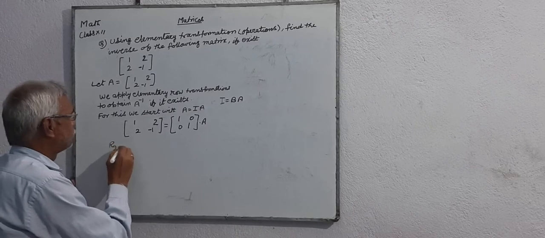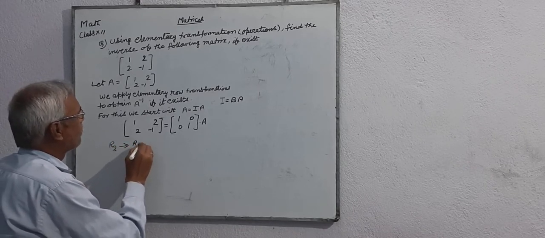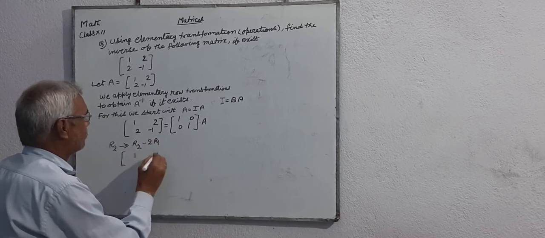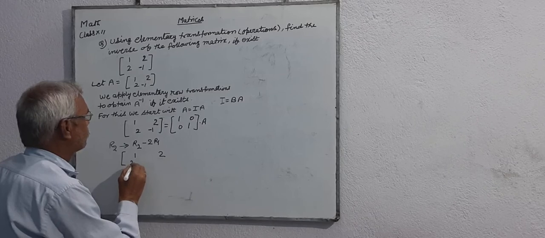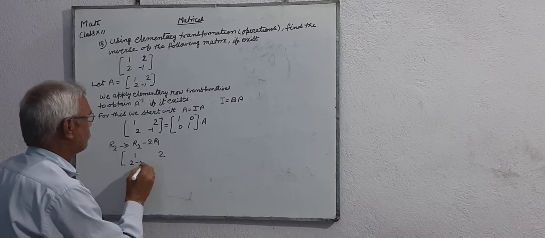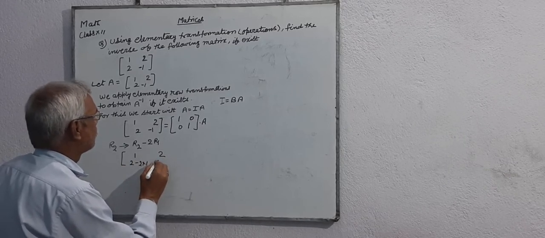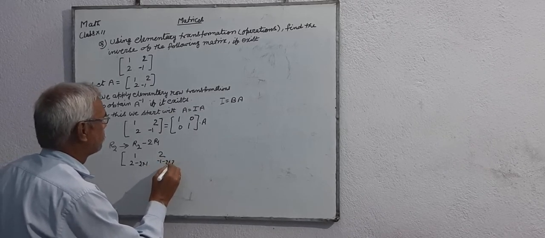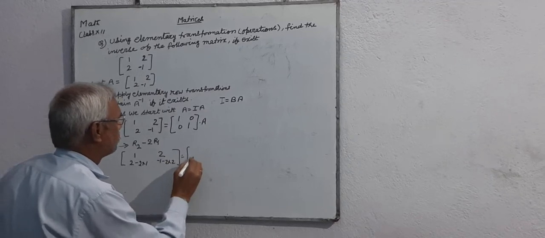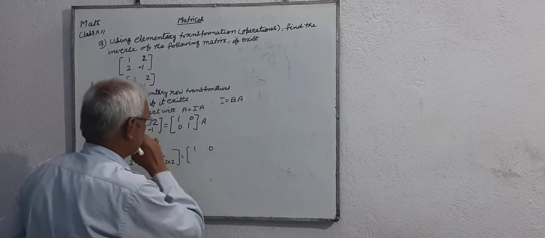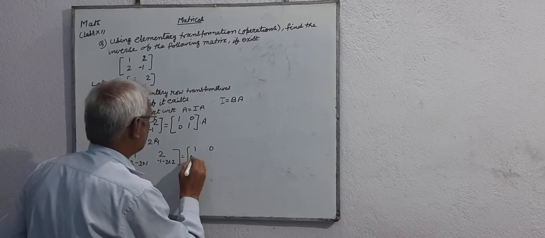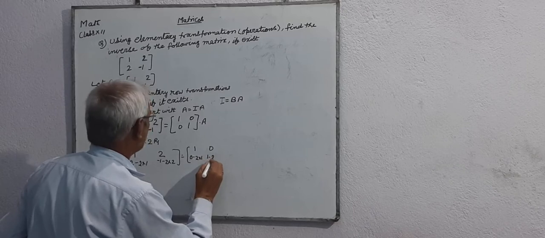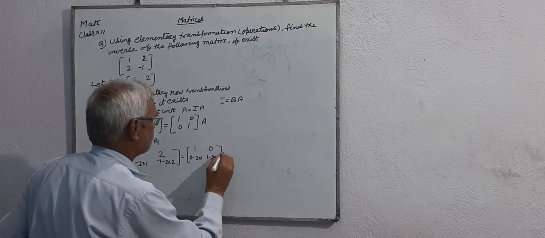R2 converts into R2 minus 2R1. We get 1, 2, 2 minus 2 into 1, minus 1 minus 2 into 2, equal to 1, 0, 0 minus 2 into 1, 1 minus 2 into 0, into A.